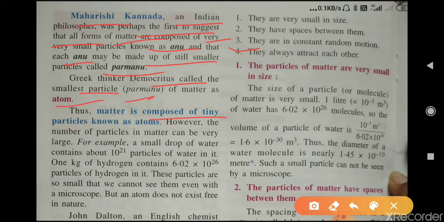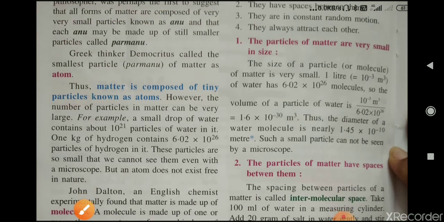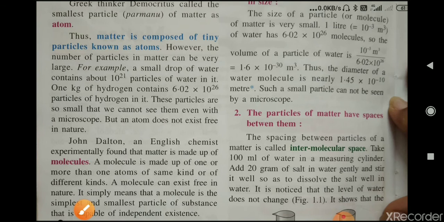Matter is composed of tiny particles known as atoms. However, the number of particles in matter can vary. Matter can be very large, meaning a small drop of water contains 10 raised to the power 21 particles of matter in it. So these are very small in size.